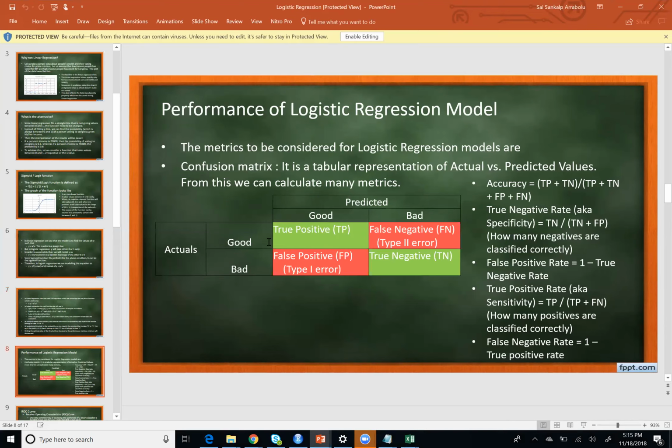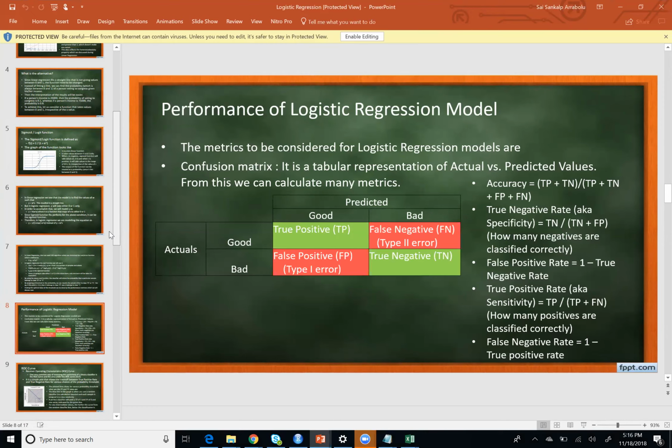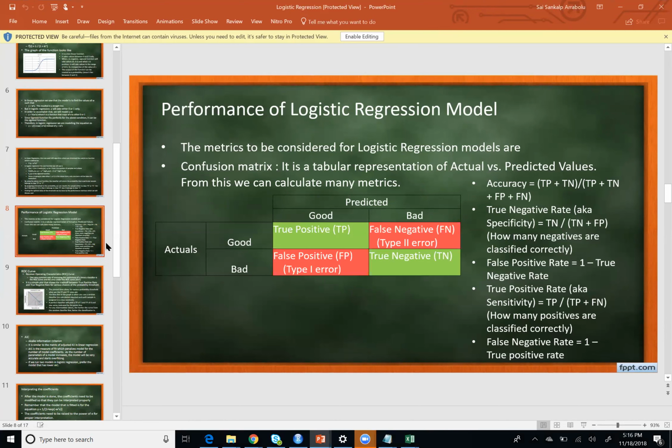These are terms you need to understand really well, because logistic regression problems are evaluated based on these false positives. There is something called the ROC curve, which we will see later on. I don't think we'll get into the details of it, but the ROC curve is plotted between true positives and false positives.